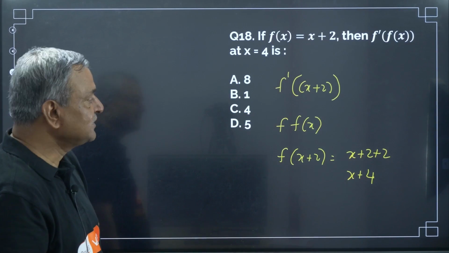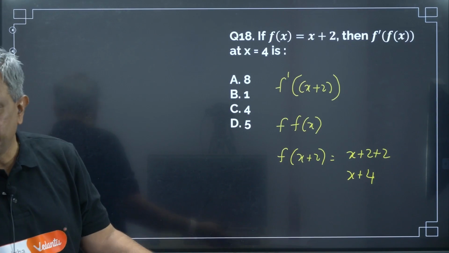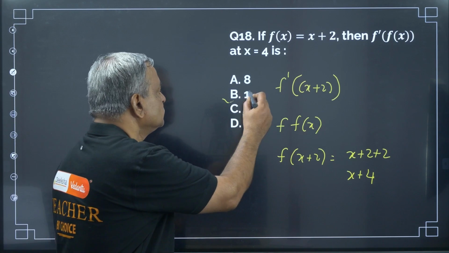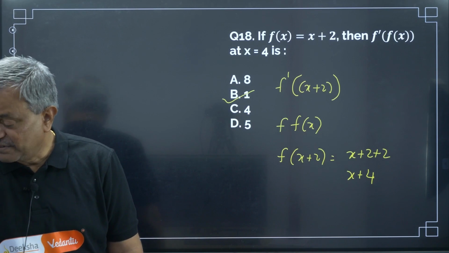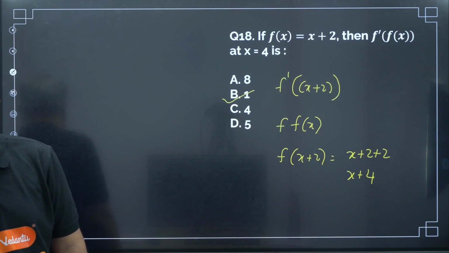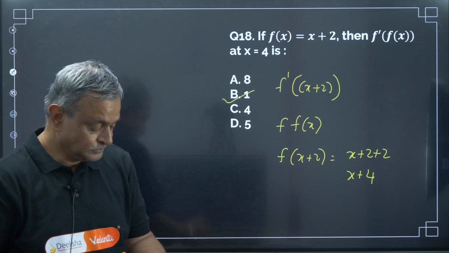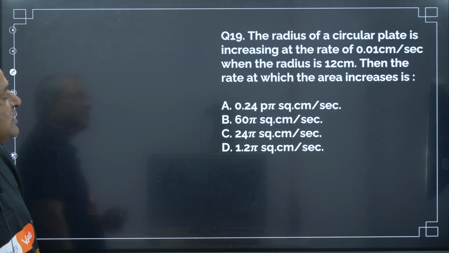Clear? So basically they are asking the derivative of this one. So the derivative of this will be 1. Okay, so the answer will be 1. Option B. Correct. Question 19. The radius of a circular plate is increased at a rate of 0.01 centimeters per second.